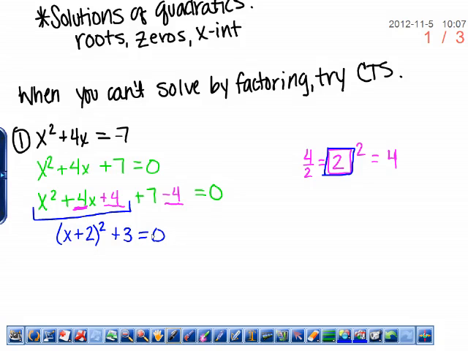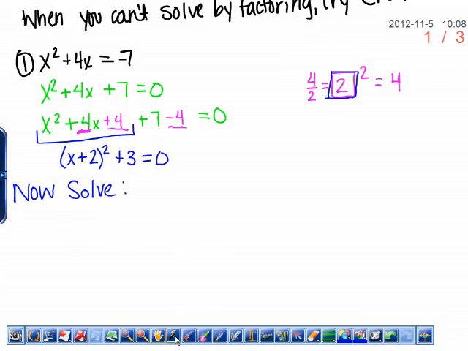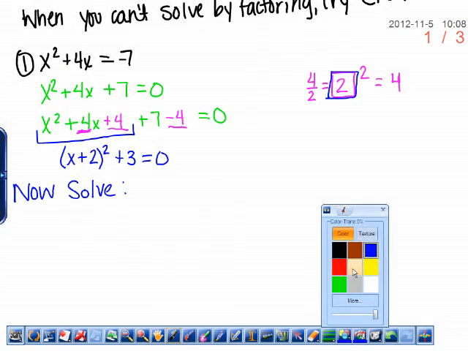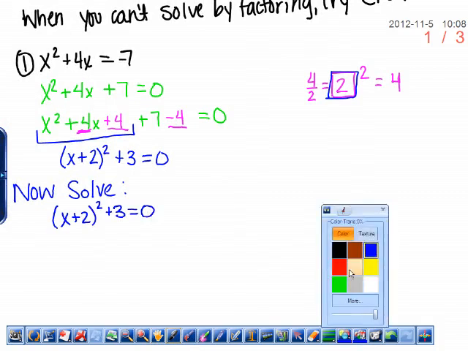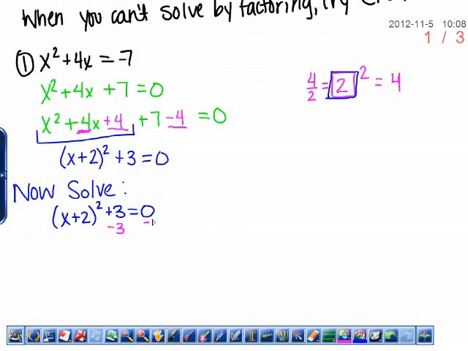Okay. So from here, I can go ahead and solve this. Notice I only see x in one place now, so I can continue and solve. What do you think I would do first? Subtract what? Yeah, let's subtract the 3. I'm going to rewrite what I had first. X plus 2 squared plus 3 equals 0. Okay, and then I would agree we'll subtract 3. And I get x plus 2 squared equals negative 3.